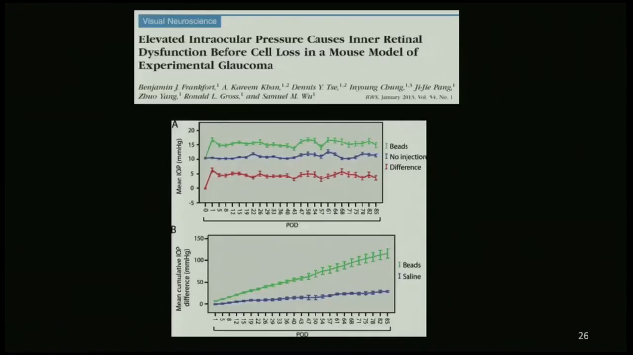And this is the Frankfurt paper, and they also saw significant elevation of their IOP with bead injection. And they actually reported another way of reporting IOP, which is this mean cumulative IOP, which is another nice way of reporting total IOP exposure over time.